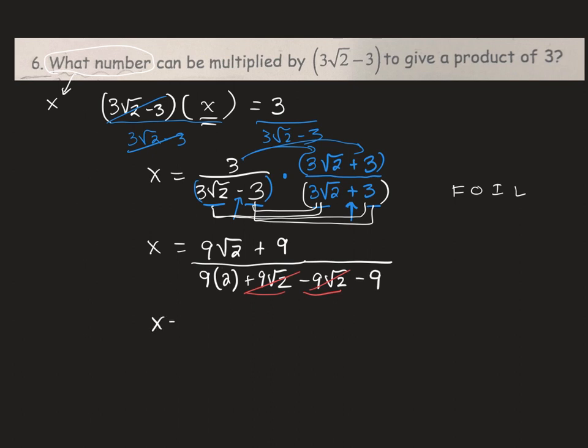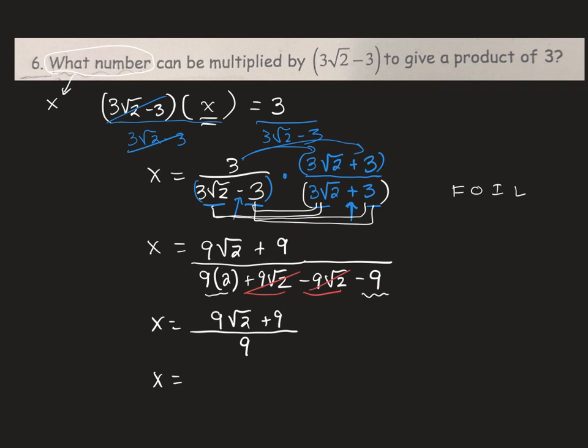Let's rewrite this. So we have 9 root 2 plus 9 in the numerator. And on the bottom, we've got 9 times 2, so 18, and minus 9. 18 minus 9 would be 9. I'm noticing 9s everywhere. You probably noticed that too.